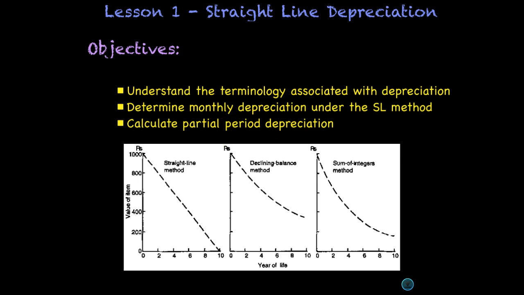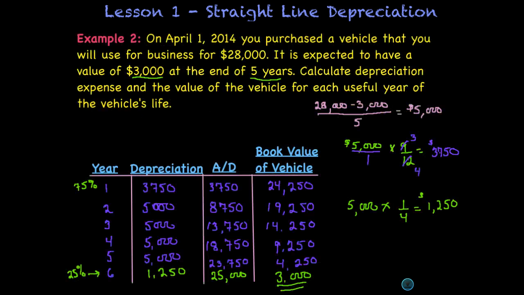Now, one thing I didn't mention before was that if we had bought this vehicle on April 15th, I would still look at it as if I'd purchased it on April 1. So we'll go ahead and take the whole month, even if we purchase it somewhere in the middle of the month.